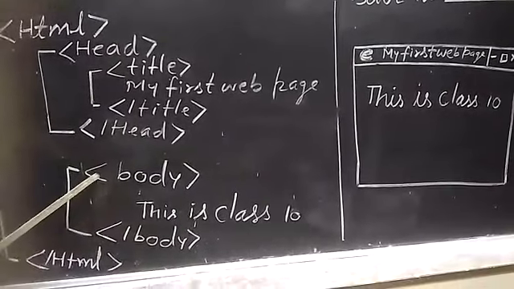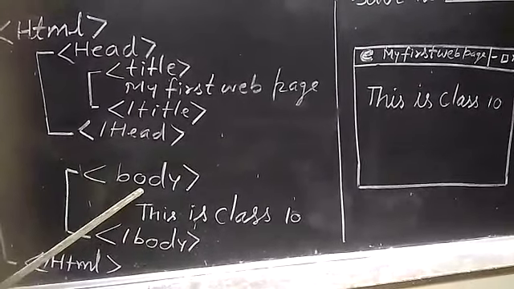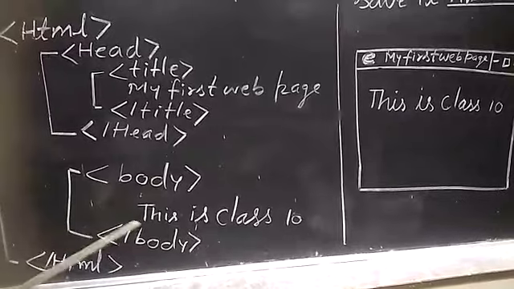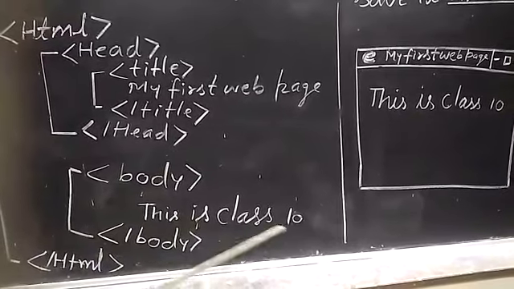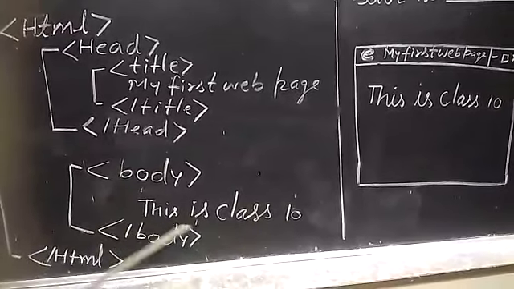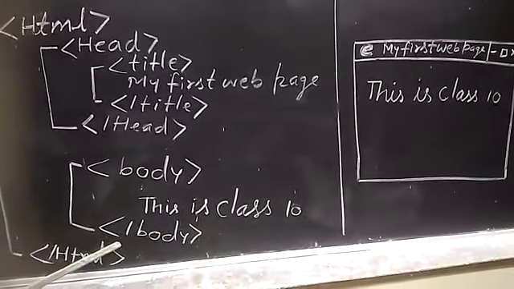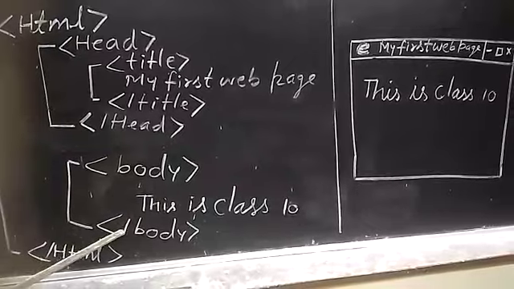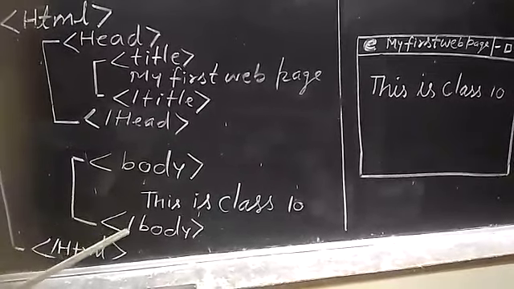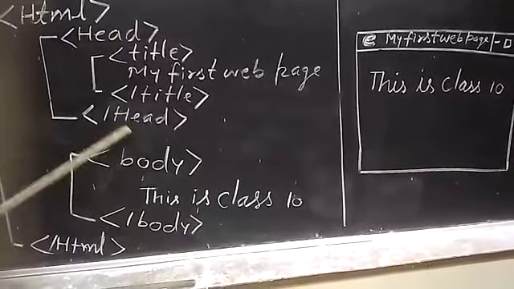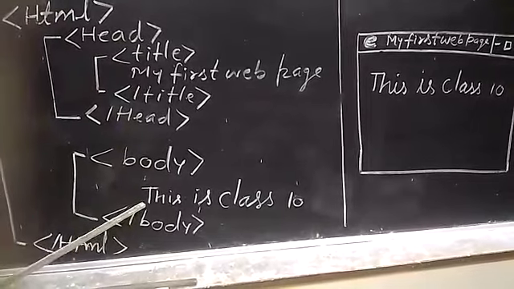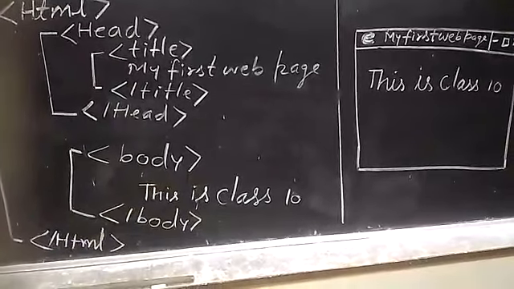So students, here we mention the body tag. Then we have written here: This is class 10. Only one sentence is written here. So we will close it. The body tag will be closed. Any tag will be closed with a backslash followed by the tag name.